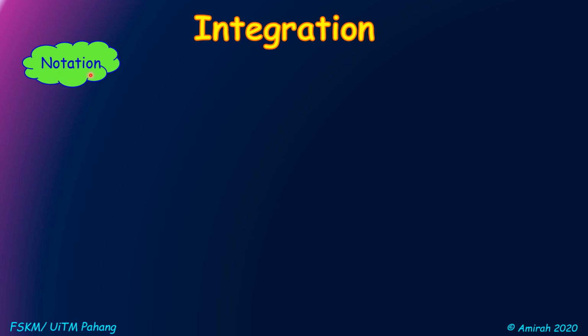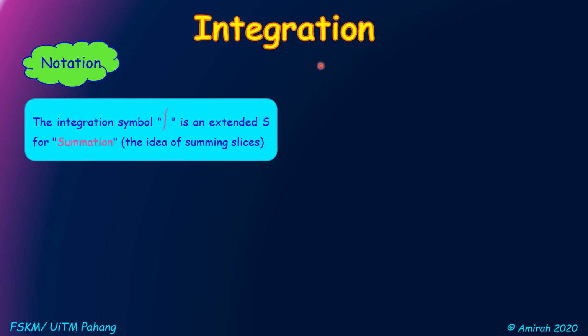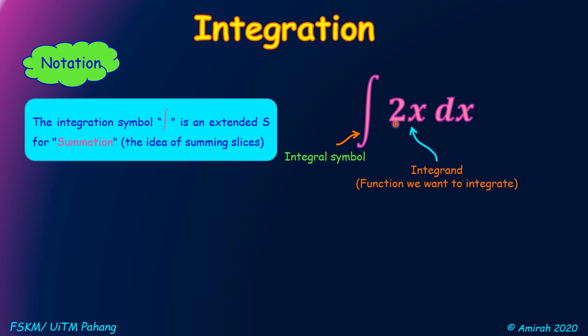First, we look at the notation of integration. The integration symbol is an extended S for summation, the idea of summing slices. Let's say we have the integration of 2x dx. This is called the integral symbol. This is the integrand, the function we want to integrate.